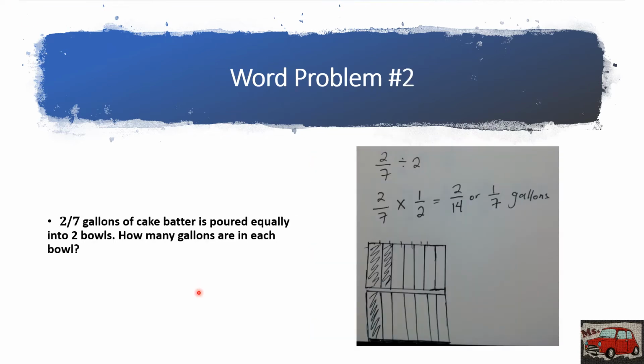2/7 gallons of cake batter is poured equally into 2 bowls. How many gallons are in each bowl? Alright, so alamin natin yung fraction ng gallons na meron dun sa kada bowl kung nilagay dun yung 2/7 gallons of cake batter. Okay? So, to do that, we will divide.